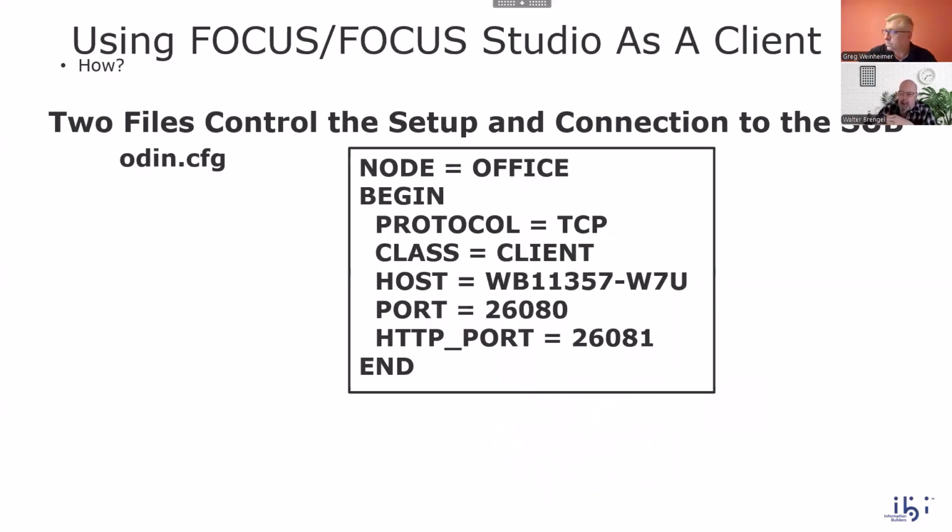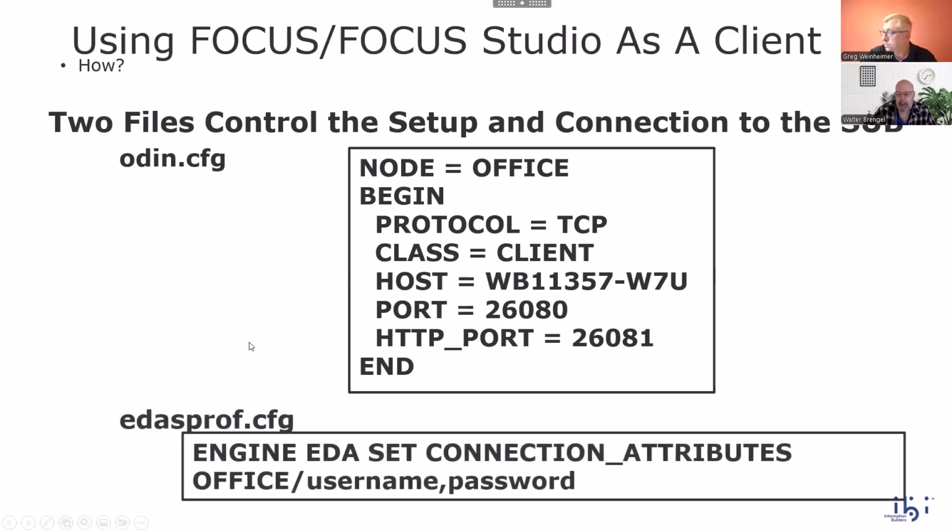So in your Odin, you're going to add a node configuration. So you're going to give it a node name. In this case, I'm calling the node equal to office. And that's going to basically be my connection name. And we're using TCP protocol, and it's a client, and I give it the host name. And that's where my reporting server lives. I give it the port of the reporting server and the HTTP port of the reporting server. And then in the edit-sprof config, we're going to have the connection. So I set the connection attributes, the node name, username and password that you're going to validate to your server.